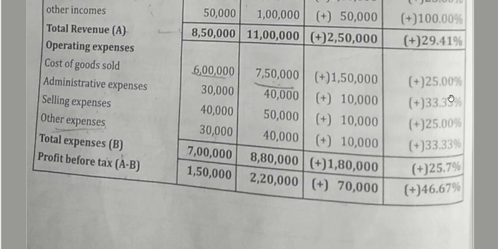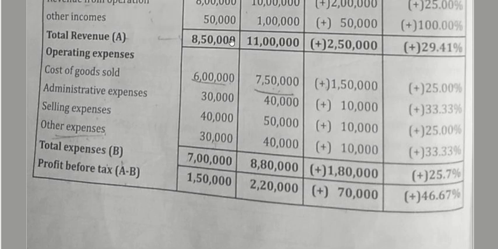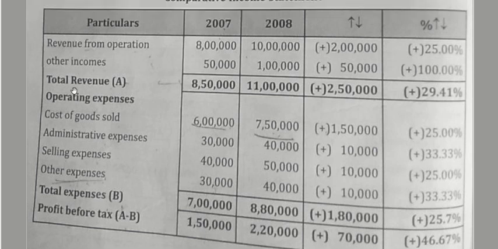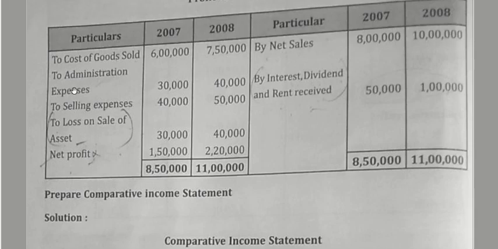Your total revenue is 8,50,000 and 11 lakhs. So total up your revenue and the increase is 11 lakh minus 8,50,000, 2,50,000, which is in plus sign. So 2,50,000 divided by 8,50,000 is 29.41%.